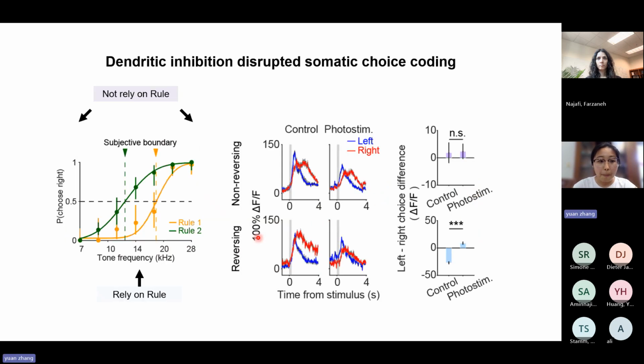The interesting part is that for the non-reversing trials, their choice does not rely on rule, but for the reversing trials, their choice relies on it. So when we look at the somatic activity in non-reversing trials under the control condition, we put the left and the right choices separately here. We can see higher activity in the left choice and the right choice.